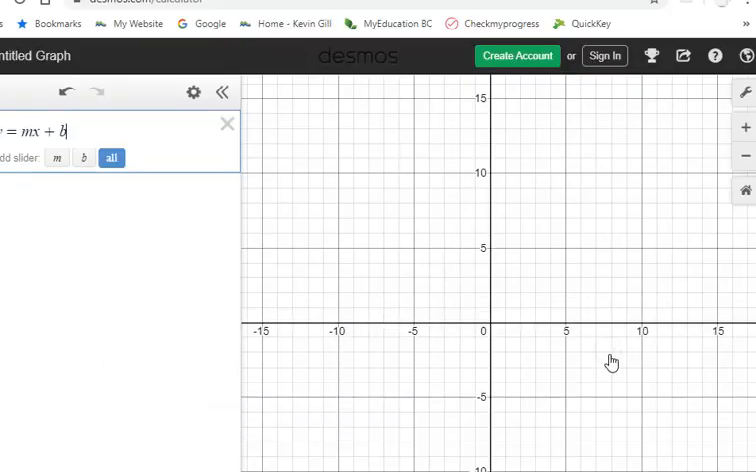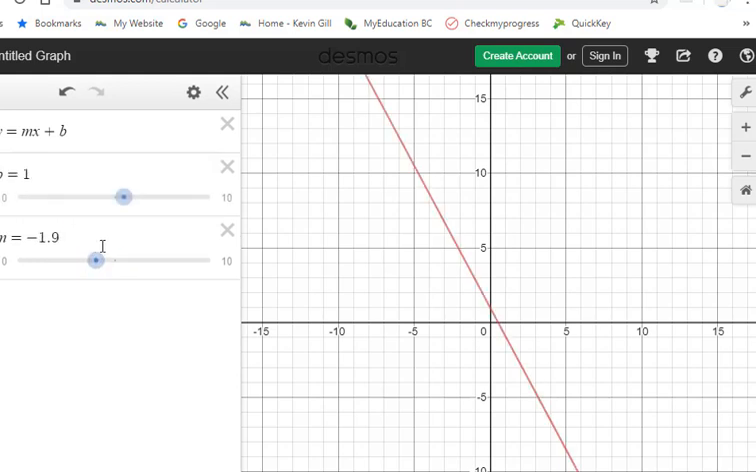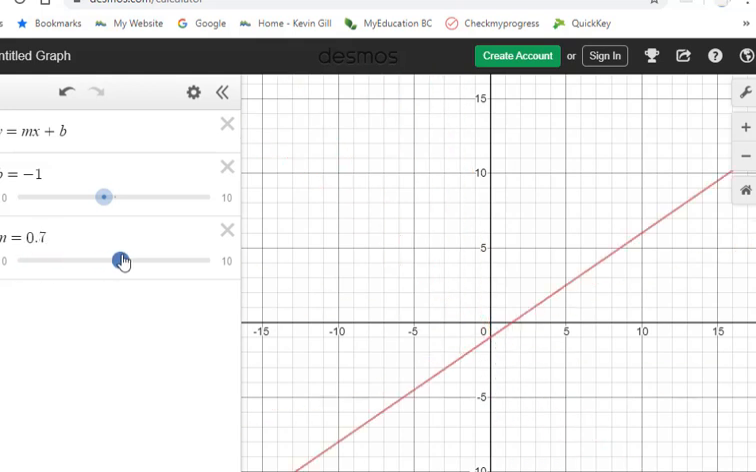So here I am on my web browser, and I simply typed in y is equal to mx plus b, just by typing it in. Now, m is a variable, it changes, doesn't it? It's a parameter. b is also something that can change. So we can add a slider here for m, and we can add a slider for b. Now, if I go through, I can change my value of b. So if I start here and put b is equal to -1, I can change my slope. So I can make it a positive slope or a negative slope.